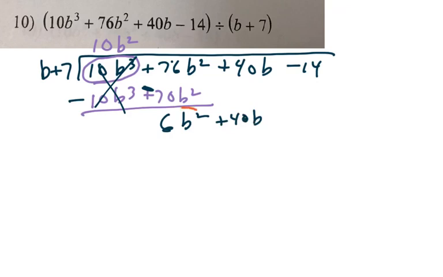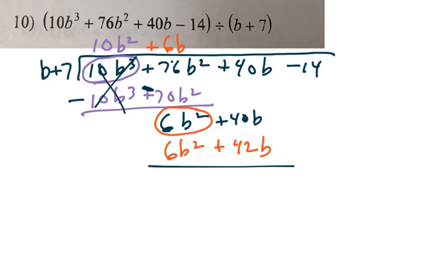And now I want to get a 6b squared, so I'm going to times b by 6b. Again, I'm going to do this over here, distributive property. Okay, guys? So I'm going to get 6b squared, and I'm going to get a 42b. The key step, which I better not mess up again, is when I minus here, this becomes also a negative or minus. Notice the 6b squareds are now gone. And I have a negative 2b left over.